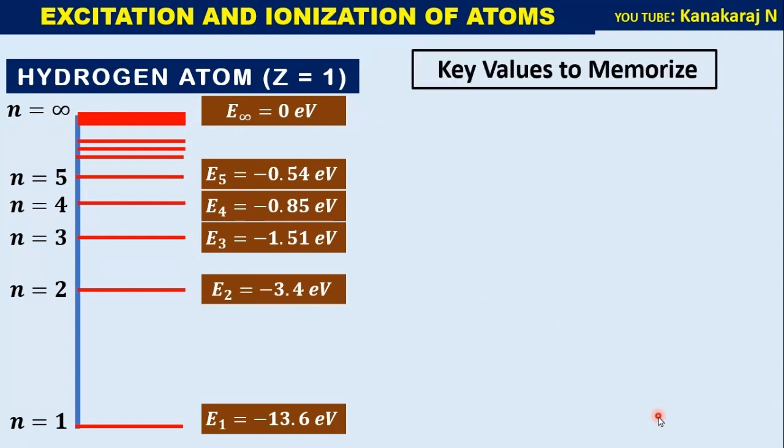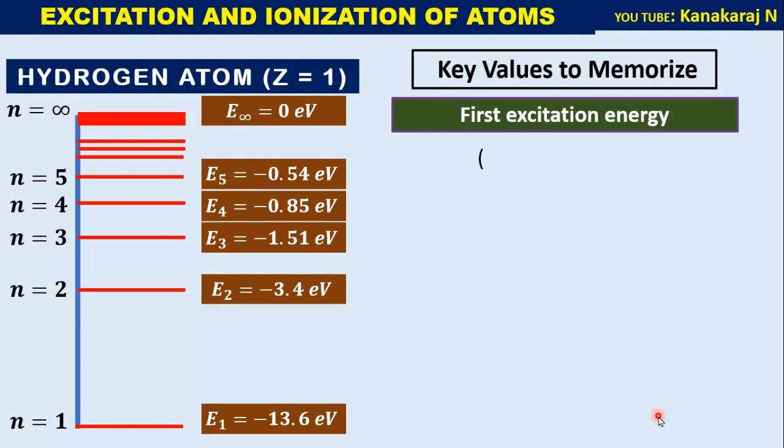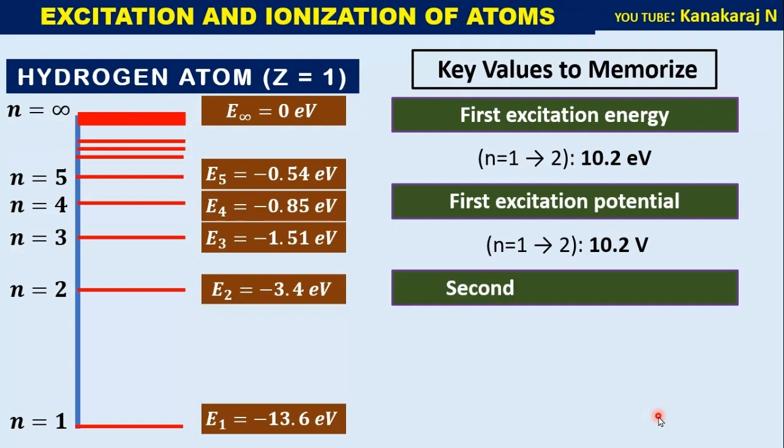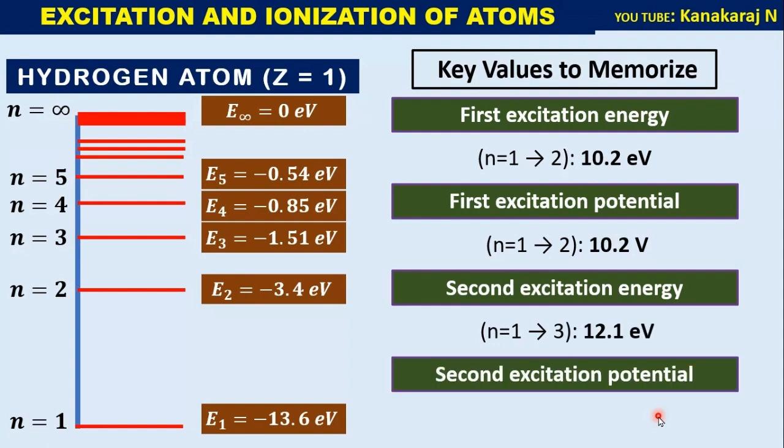Key values to be remembered. First excitation energy, n equals 1 to n equals 2: the value is 10.2 electron volt. First excitation potential, n equals 1 to n equals 2: here it is 10.2 volt. So, excitation energy and excitation potential have the same number but different units. Second excitation energy, n equals 1 to n equals 3: the value is 12.1 electron volt. Second excitation potential, n equals 1 to n equals 3: the value is 12.1 volt.